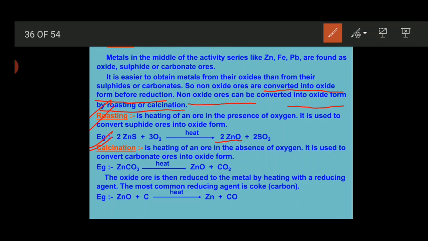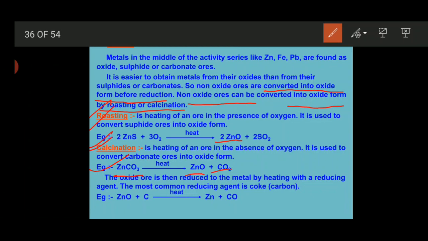Now the next method is the calcination process. The calcination process is mostly used to convert carbonate ore of metal into oxide ore. In that, we heat the carbonate ore of the metal in the absence of oxygen. It's just like a decomposition reaction. So let's see here, calamine is there. Calamine is a carbonate ore of zinc, whose formula is ZnCO3. It is heated and converted into zinc oxide and carbon dioxide gas. This is how the conversion process is done.